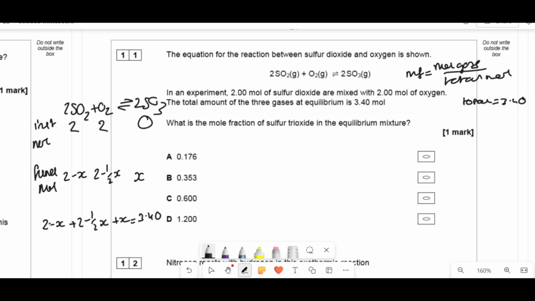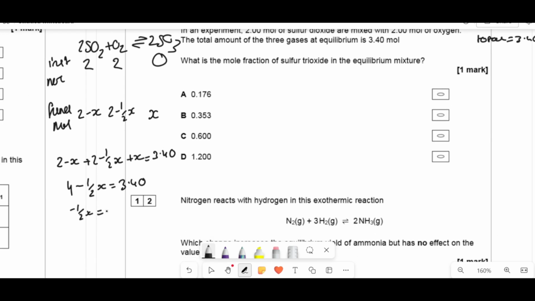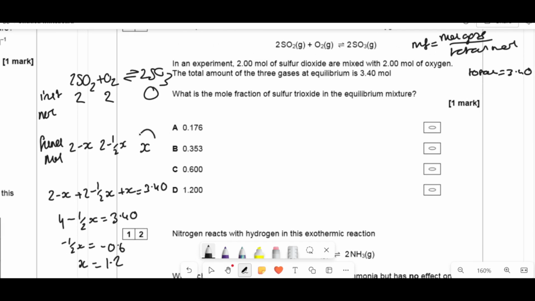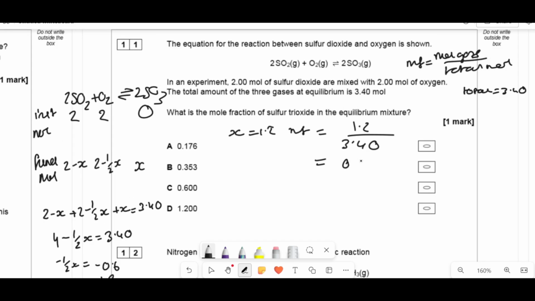So if I simplify this, 2 plus 2, 4, minus X minus a half plus 1 equals minus a half X equals 3.40. So then minus a half X equals minus 0.6. So then X would equal 1.2, right? So cool, because now we know this. We know that X was its moles, remember? So X equals 1.2. So the mole fraction is now just going to be 1.2 divided by the total moles, which they told you was 3.40. If we do that, we get 0.353, which is B. There you go.